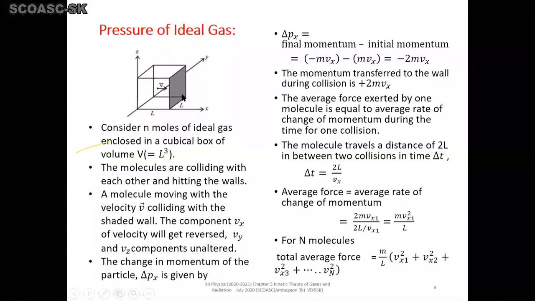So the final momentum after it has struck the wall, what is it? The momentum is minus mvx. And initially, what was its momentum? It was plus mvx. So what is the change in momentum that has happened? It is final momentum minus initial momentum, that is minus mvx minus of mvx, which is nothing but minus 2mvx. This is the change in momentum of the particle that is traveling, so the momentum that is transferred to the wall during the collision is plus 2mvx.